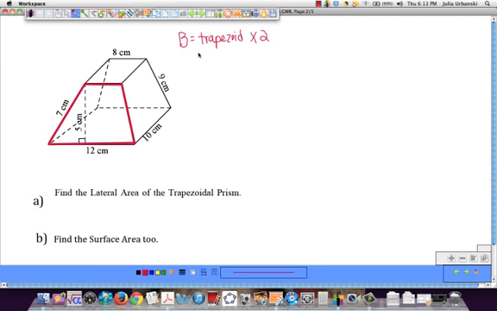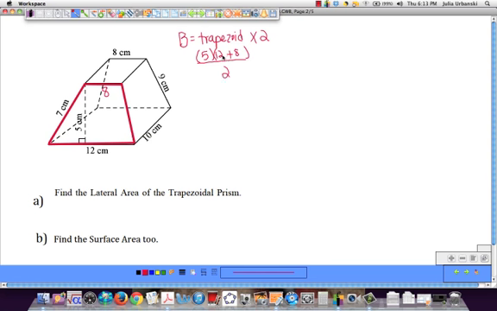Okay, the area of a trapezoid is the height times the 2 bases added together, and then you divide by 2. So the height of this trapezoid is at the right angle, that's 5. The bases of this trapezoid are these 2 across from each other. This one's 12, and this one is 8, because in that top rectangle, opposite sides are equal, so this one's 8. 12 plus 8, and then we divide by 2.